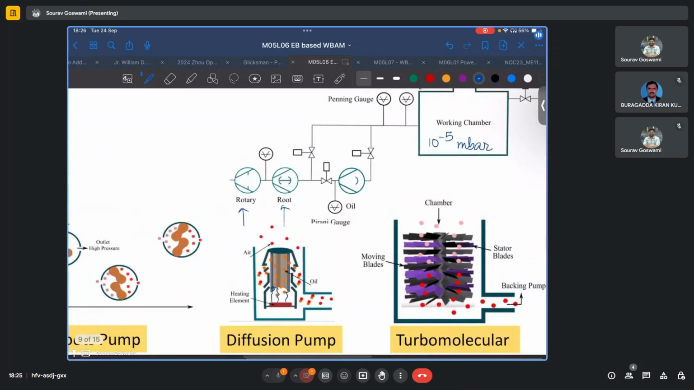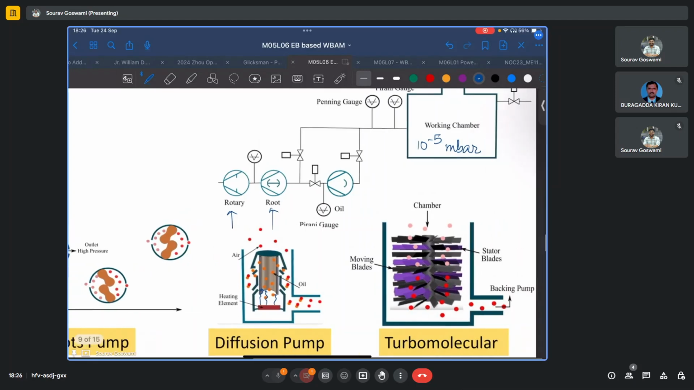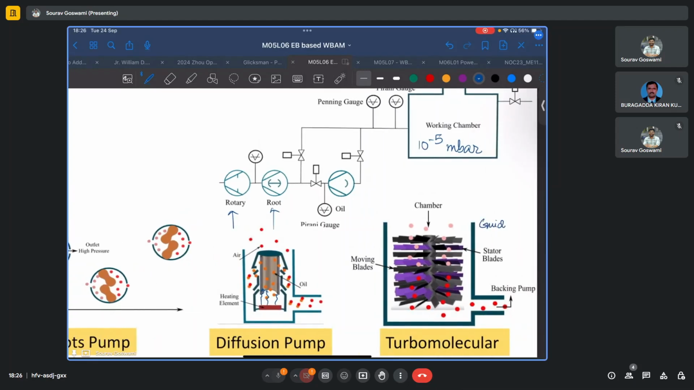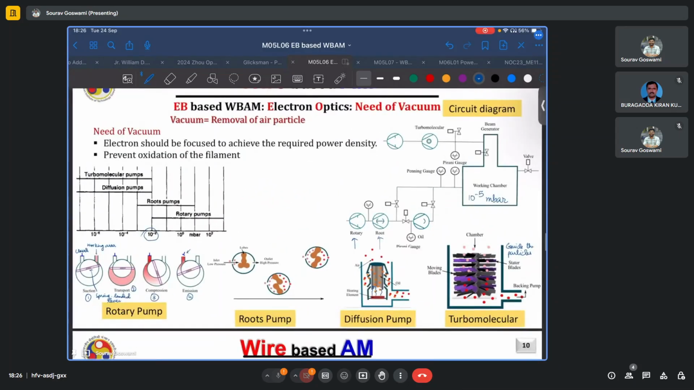And that is where typically you use these turbomolecular pumps. In turbomolecular pumps, you have a combination of stator blades whose function is to guide the particles, and moving blades or rotary blades which provide kinetic energy to the particles. Upon interaction with the moving blades, again, the air particles are passed on to the backing pump or the rotary pump, which can then expel them to the surrounding environment.